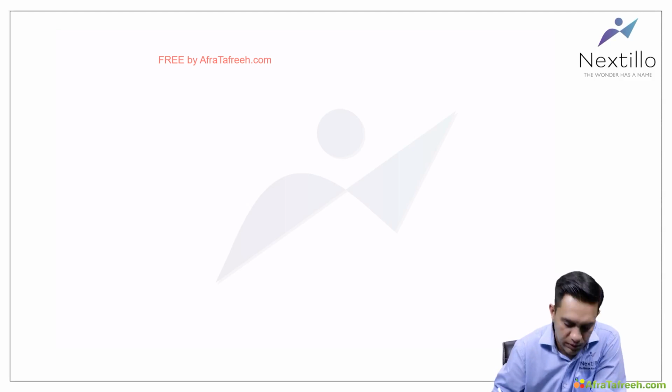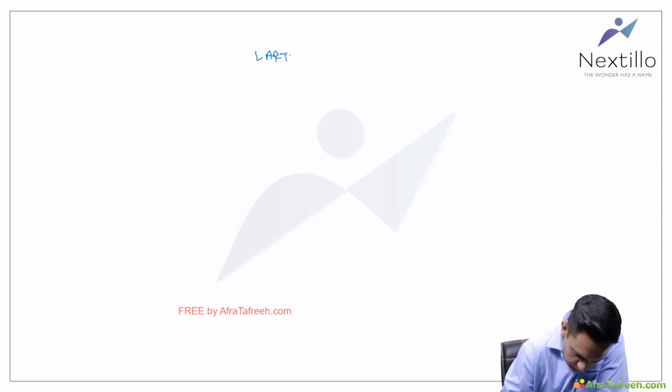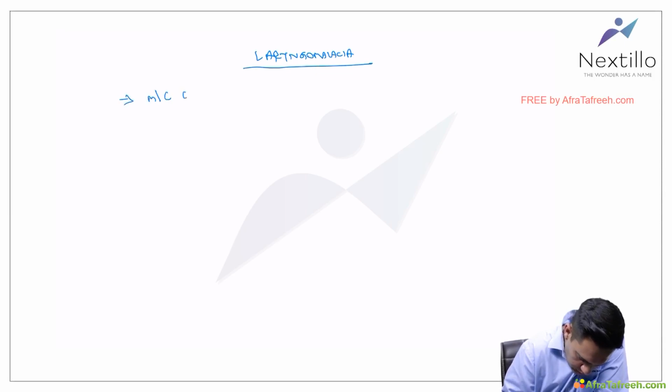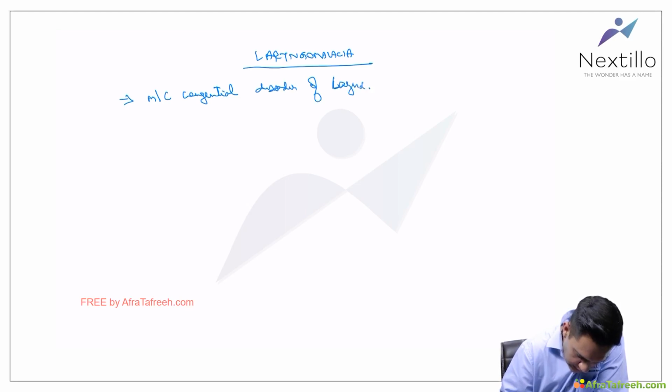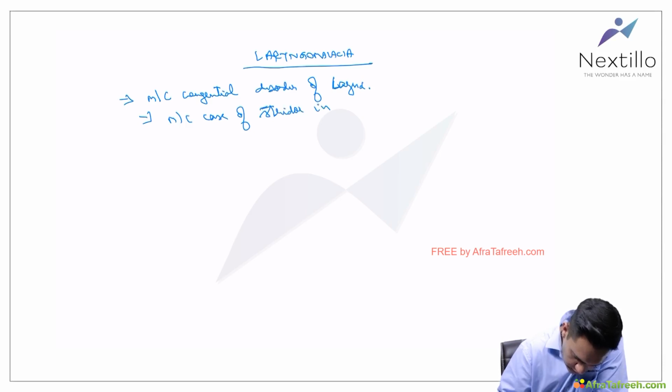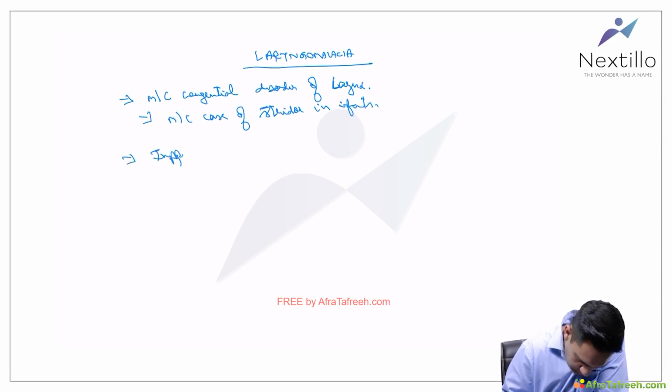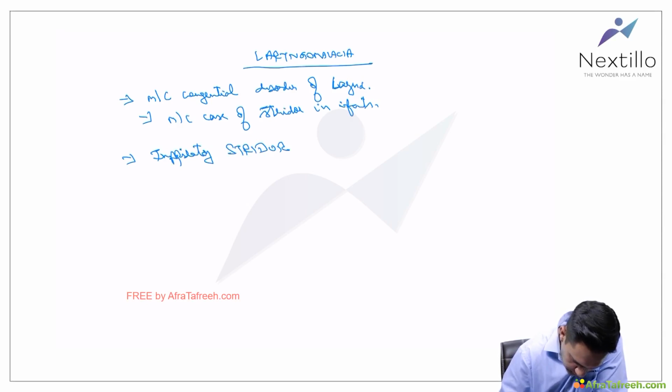Now we will discuss laryngomalacia. It is the most common congenital disorder of the larynx, and it is the most common cause of stridor in infants. It causes inspiratory stridor.